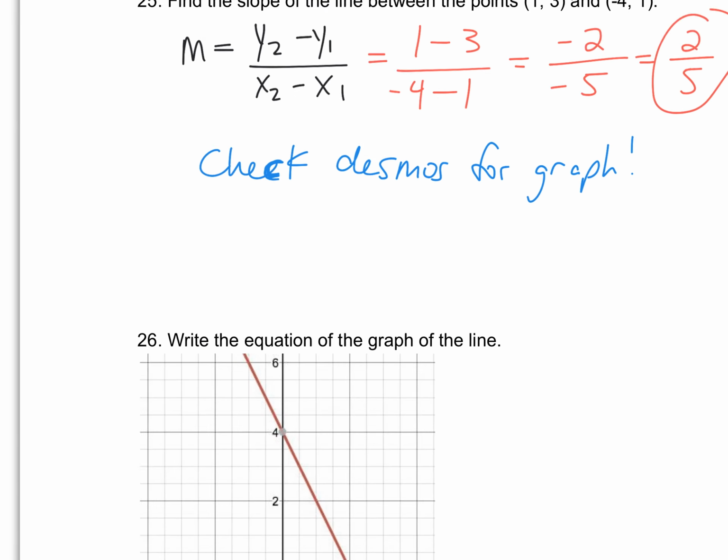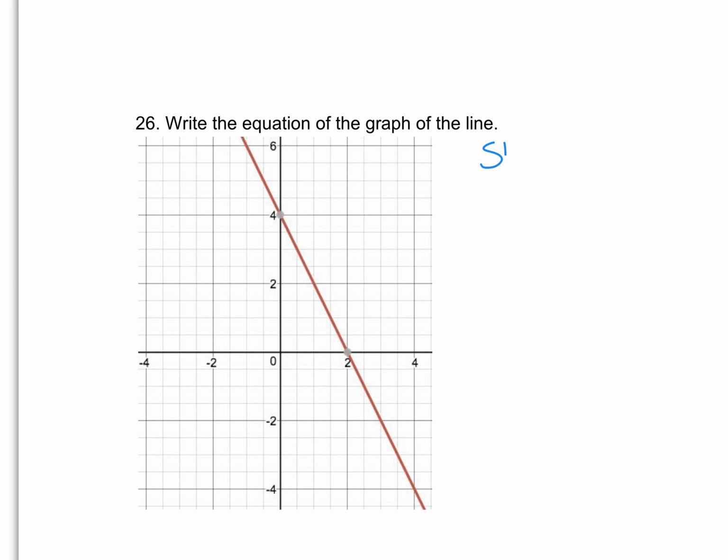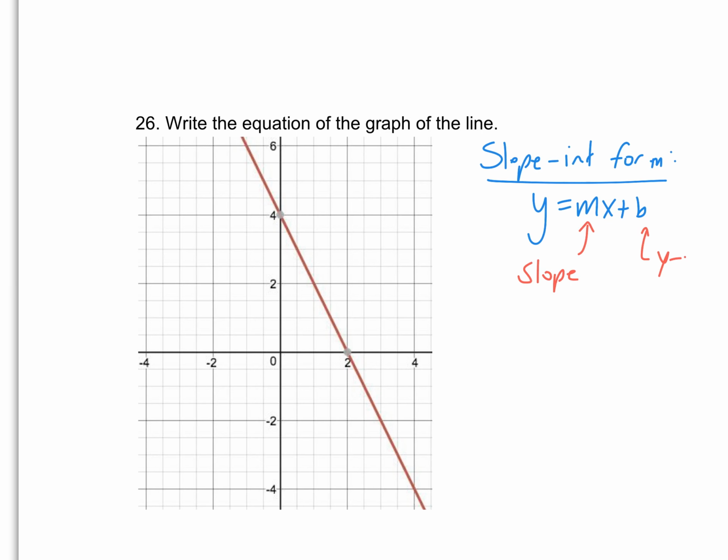Okay, write in the equation. Now the equation we focused on was slope-intercept form, of the form y equals mx plus b, where we needed to know two things. We needed to know m, the slope, and b, the y-intercept. That's all you need to plug in. So, if I can identify both of those, I'm good. The y-intercept is definitely 4. So that's our b value, 4.